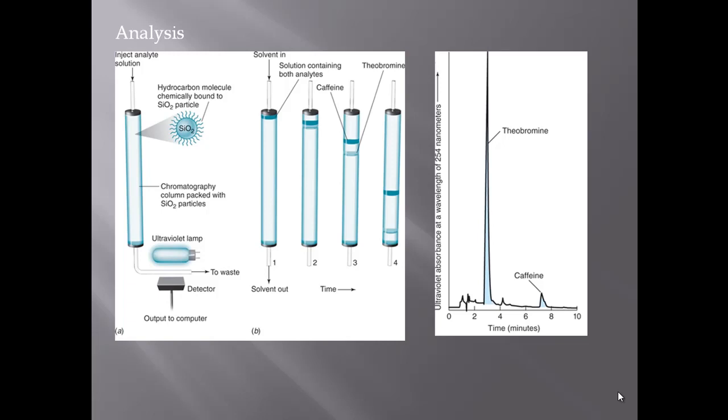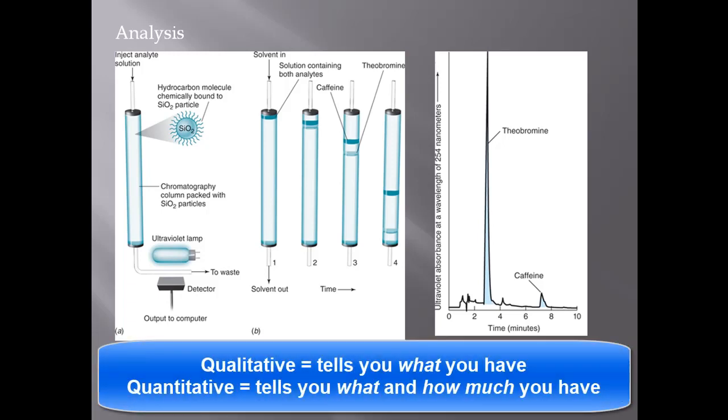So there are two types of analysis: a qualitative analysis and a quantitative analysis. Identifying what an unknown is, like basically what it is, theobromine, caffeine, that just tells me a qualitative analysis. If I want to know how much of that analyte is in that sample, that's a quantitative analysis.